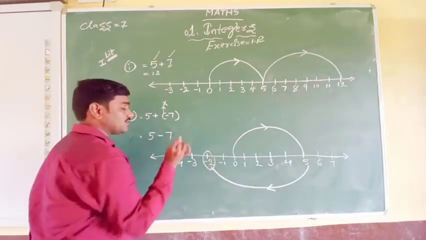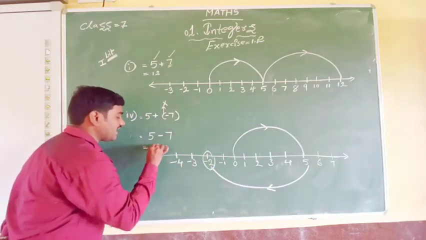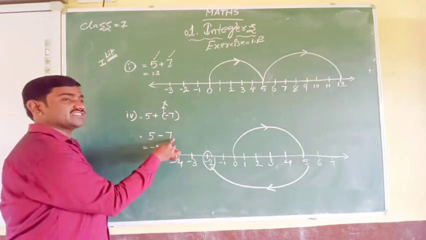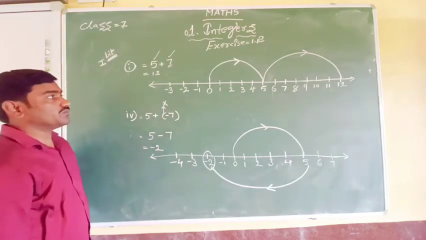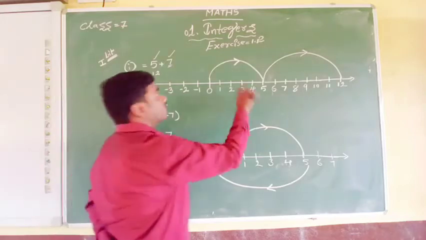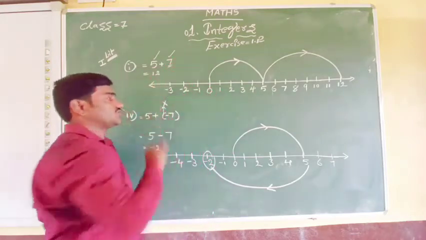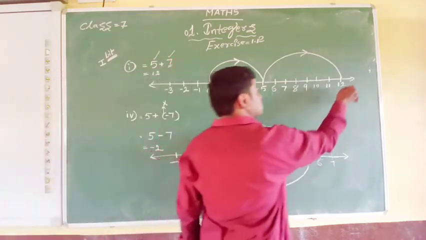So what is our answer? That is minus 2. 5 minus 7 is minus 2. Here 5 plus 7 is 12, as we got 12 as the answer.